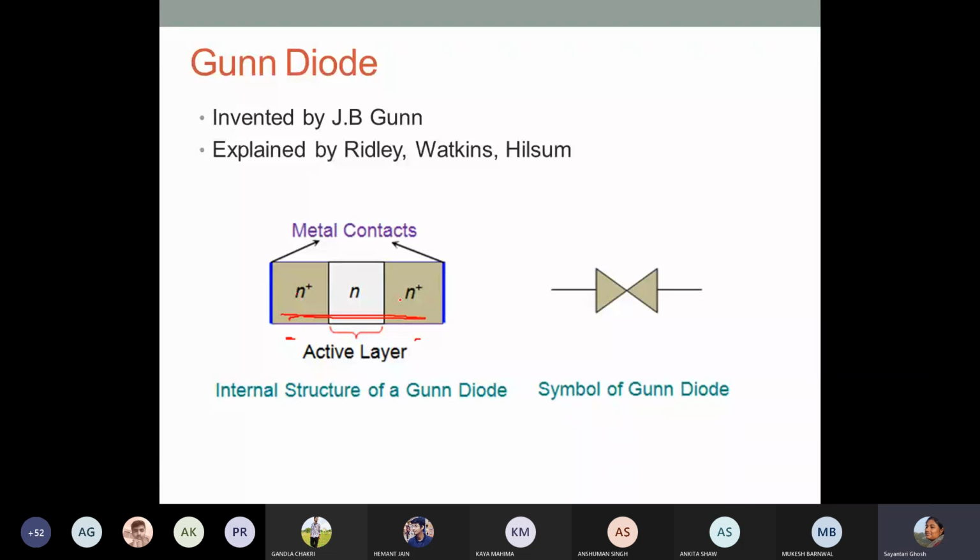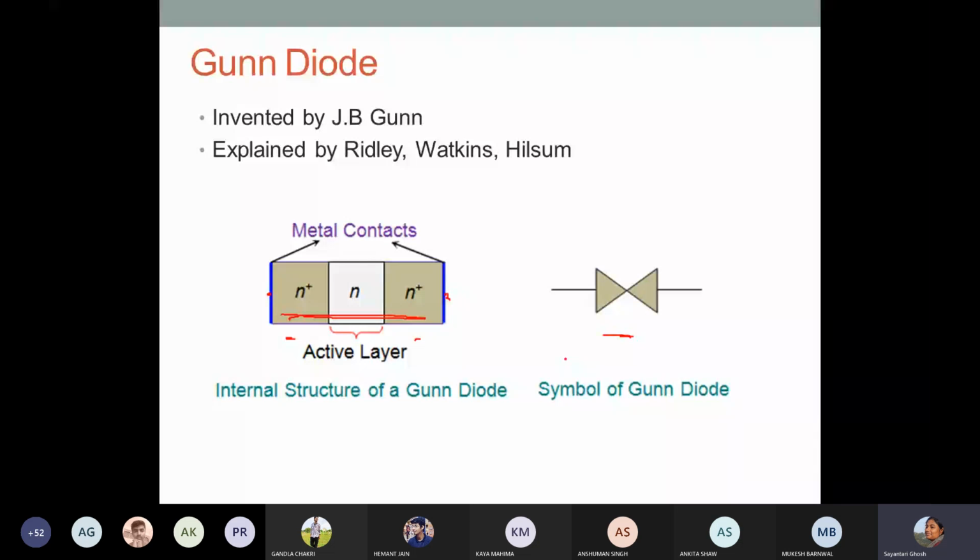So you have a substance like that, and then on both sides you have these metal contacts, and the symbol of the Gunn diode is something like this. Okay, so what is its action and what is the effect that we see?